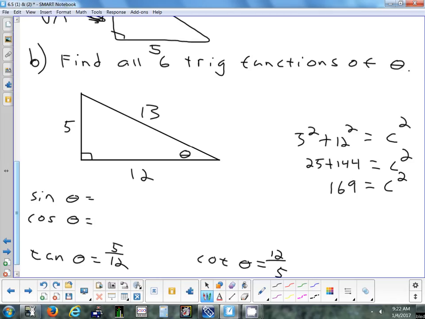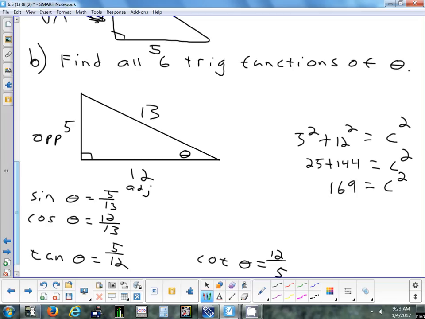Why is 5 opposite? Right. It's the side that's farthest away from the angle. The 12 isn't going to have anything to do with this one. 12 is adjacent. So we don't need 12 at all. We will for cosine. So what would my sine be here? It would be 5 over 13. Yeah, just 5/13. And the cosine would be 12/13. Right? That's adjacent over hypotenuse.